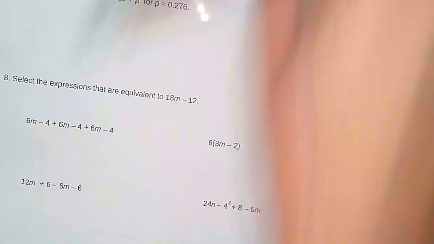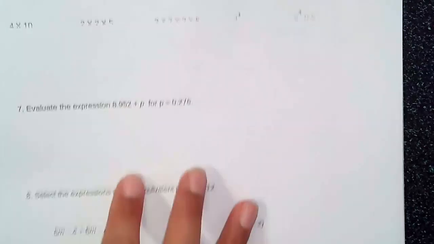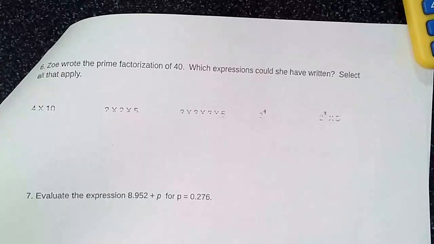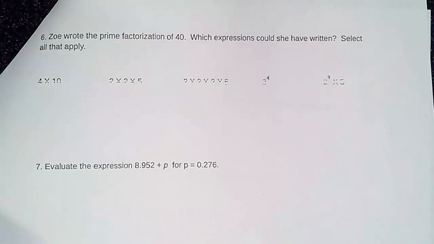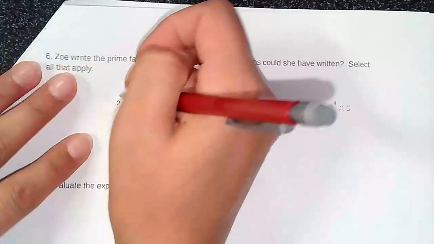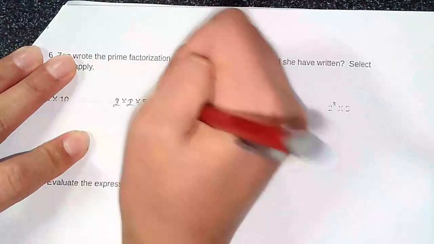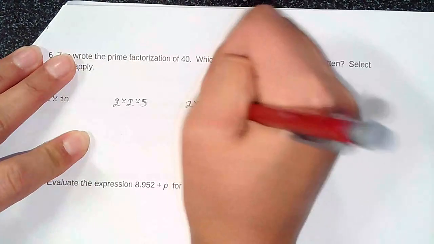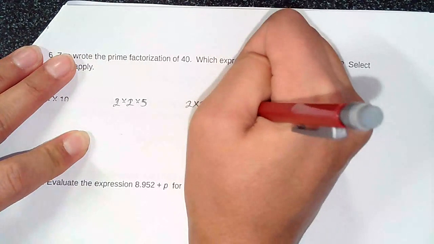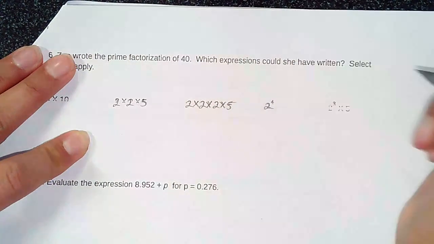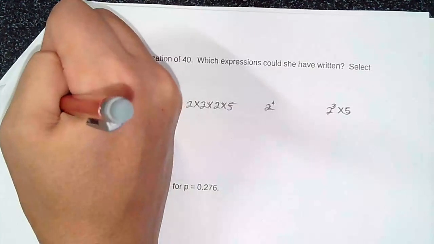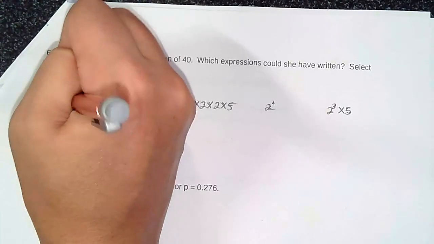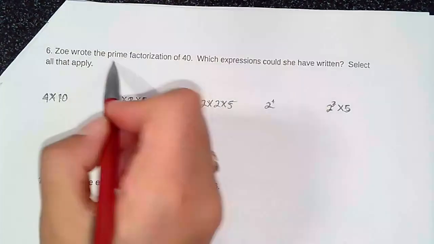All right, 6. Zoe wrote the prime factorization of 40. Which expressions could she have written? And I know my copy is a little bit messy and not printed all the way. This is 2 times 2 times 5. This is 2 times 2 times 2 times 5. This is 2 to the power of 4. This is 2 to the power of 3 times 5. And 4 times 10.